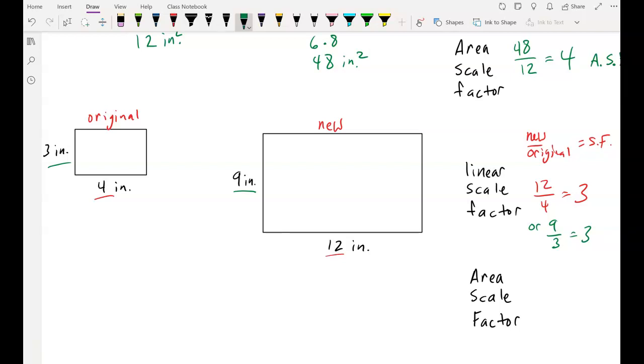But now let's take a look at the areas. Remember, area is length times width. So the area of this one would be 3 times 4. We know this is already 12 square inches.